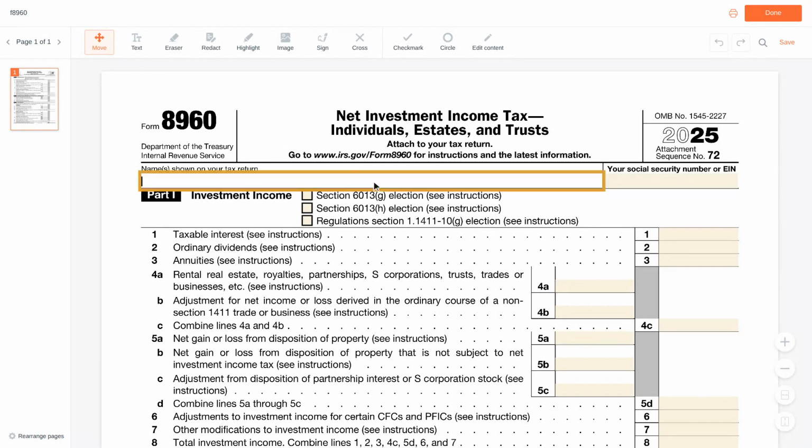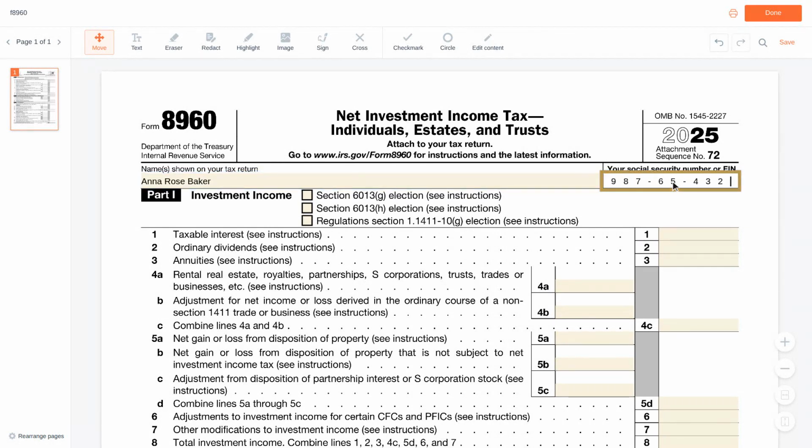At the top of the form, enter your name and Social Security number as they appear on your Form 1040. If you are married filing jointly, use both names and the primary SSN.